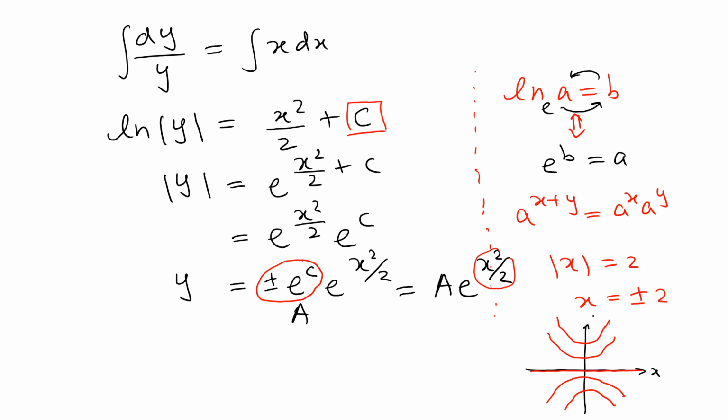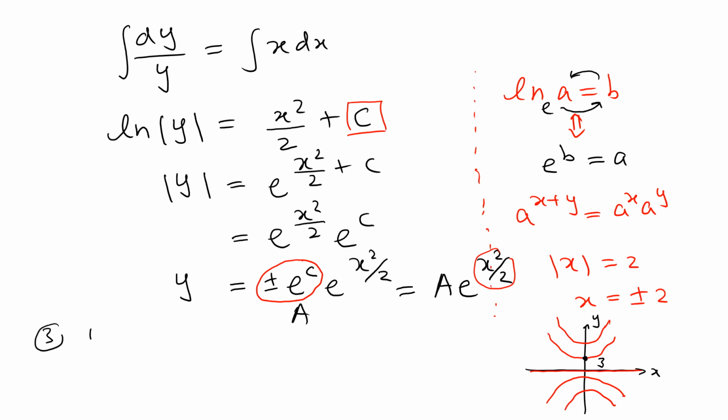Now, out of this family, maybe there's one solution that passes through the initial condition, which is (0, 3). So let's say this is 3; then you can see this is (0, 3). That's the one, so we're going to find that solution. That's the last step, step number 3.